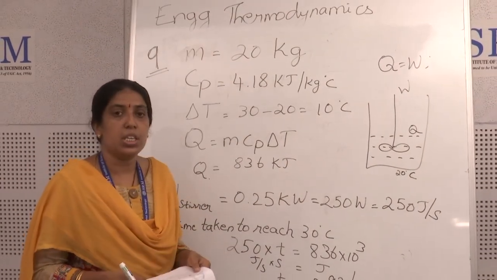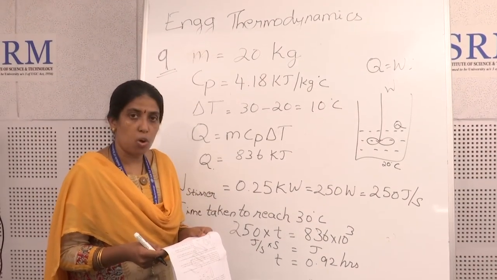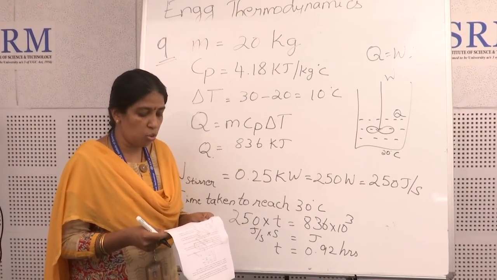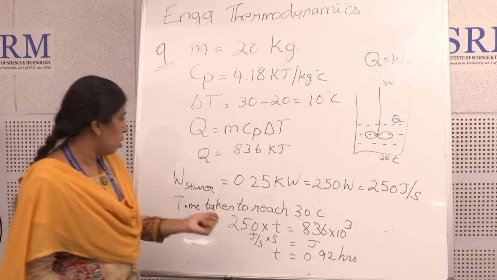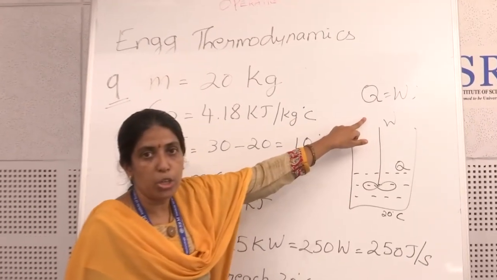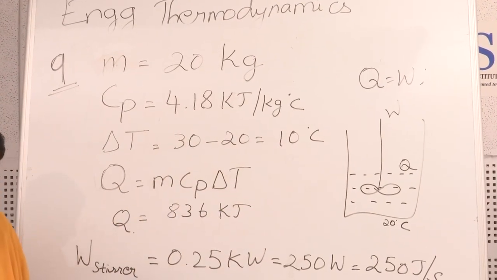Is fitted with a stirrer, a stirrer that delivers work to the water at the rate of 0.25 kilowatt. So the work done by the stirrer is mentioned. Okay, so let us see that W is mentioned, 0.25 kilowatt. And the temperature of the water is also mentioned.